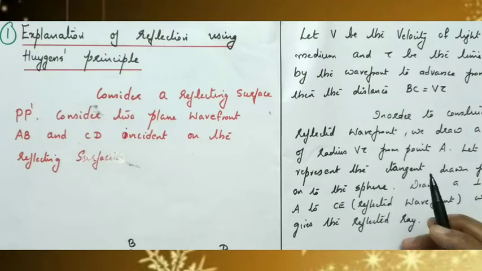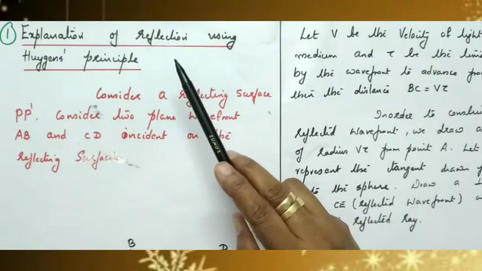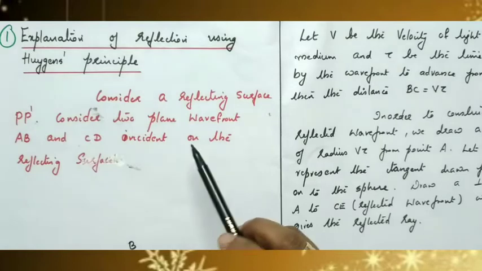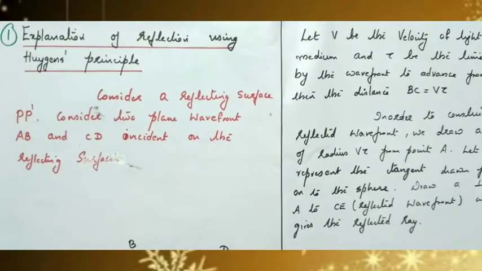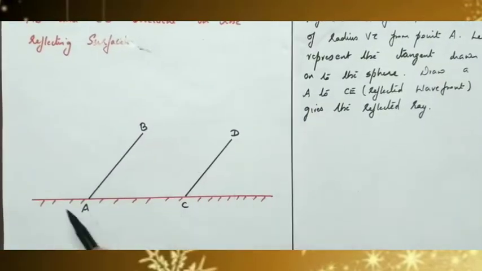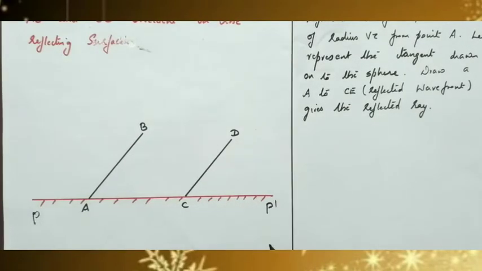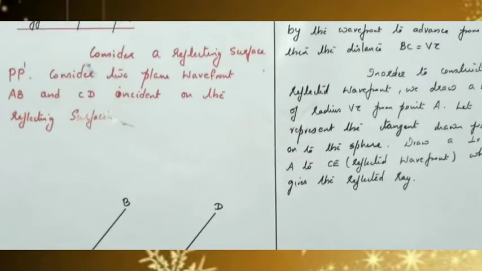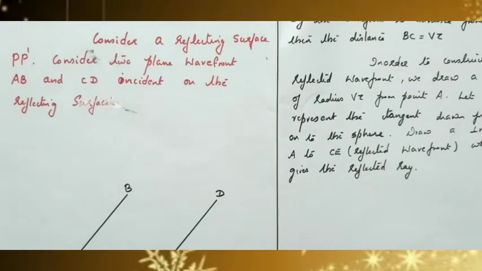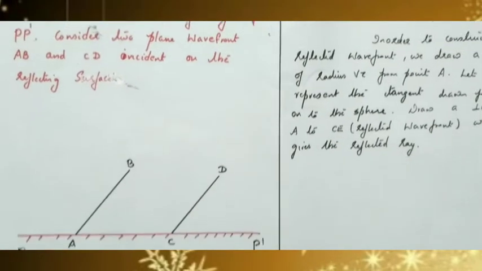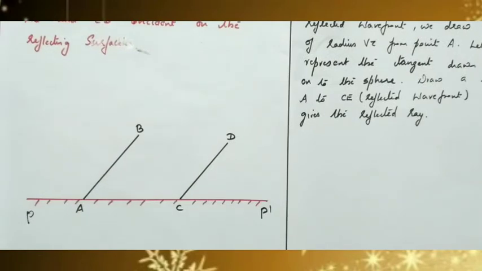First we can study how Huygens principle is used to explain reflection. Consider a reflecting surface, which we can name P dash. P dash is the reflecting surface. Now consider two plane wavefronts AB and CD incident on the reflecting surface.